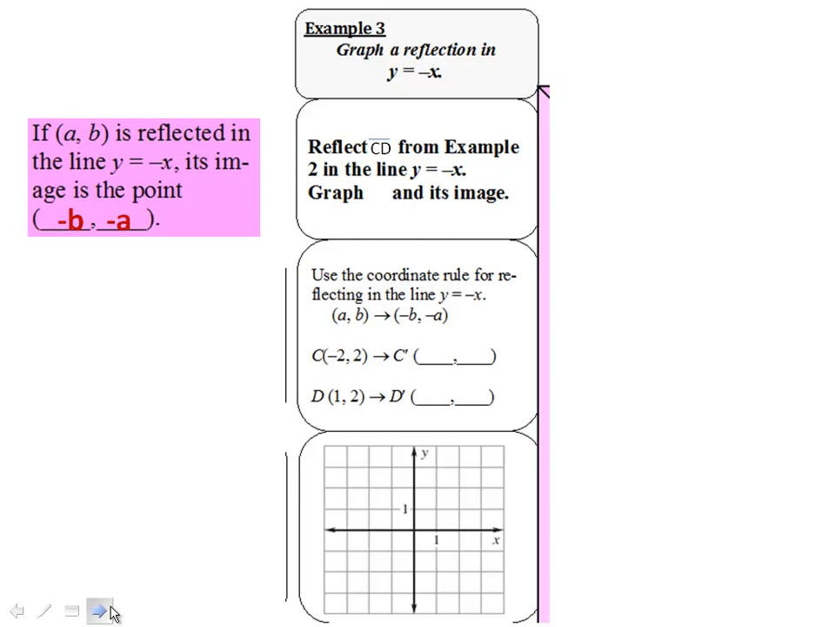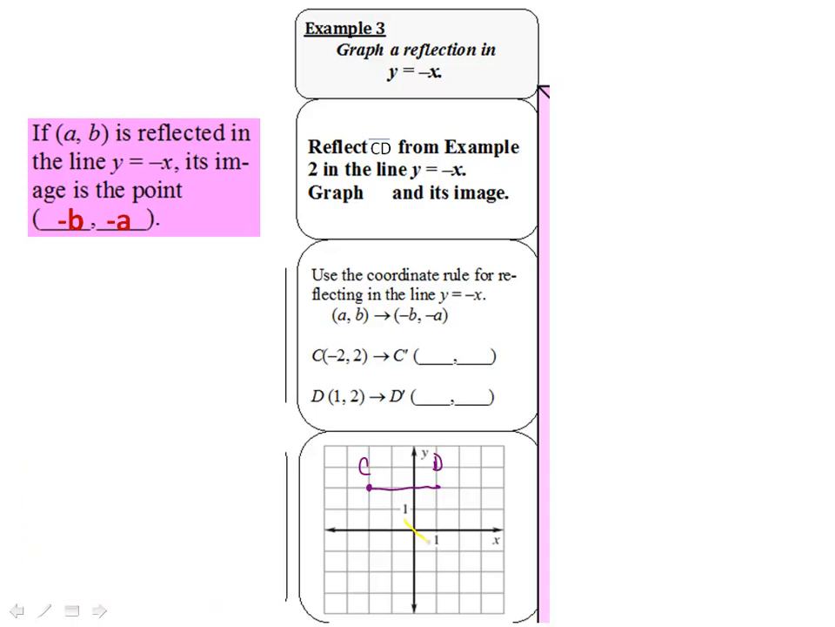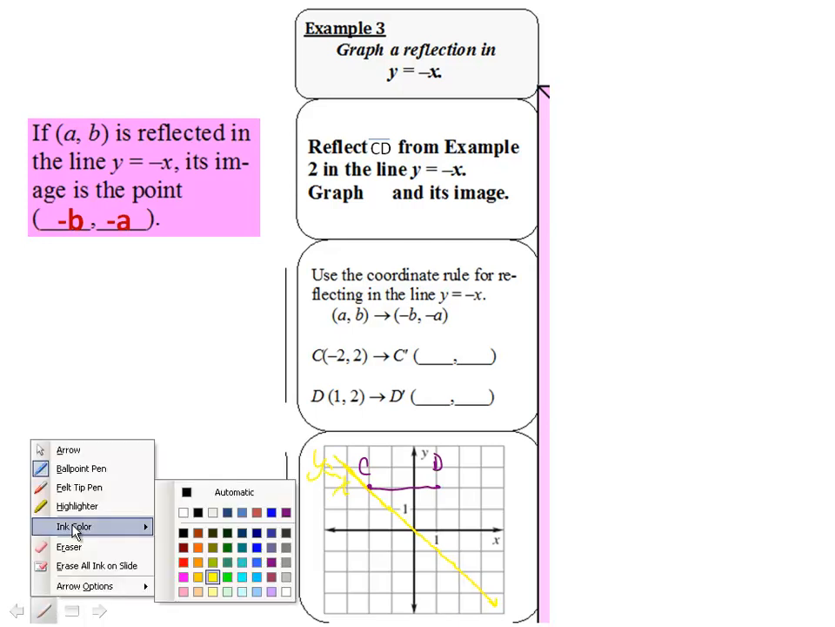So example 3 here, graph a reflection in y equals the opposite of x. So we're going to reflect segment CD from example 2. We're going to use the same one. We're going to reflect it though in the line y equals the opposite of x. We're going to graph the line segment and its image. So let's put the pre-image on here first. So negative 2 is right here. Here's C. And D is 1, 2. Here's D. So here's my pre-image. That's before the change. And remember, I'm graphing over the line y equals the opposite of x, and that's a line that looks like this. Okay, so y equals the opposite of x looks like that. So you should be able to kind of envision what it will look like if I do this reflection.